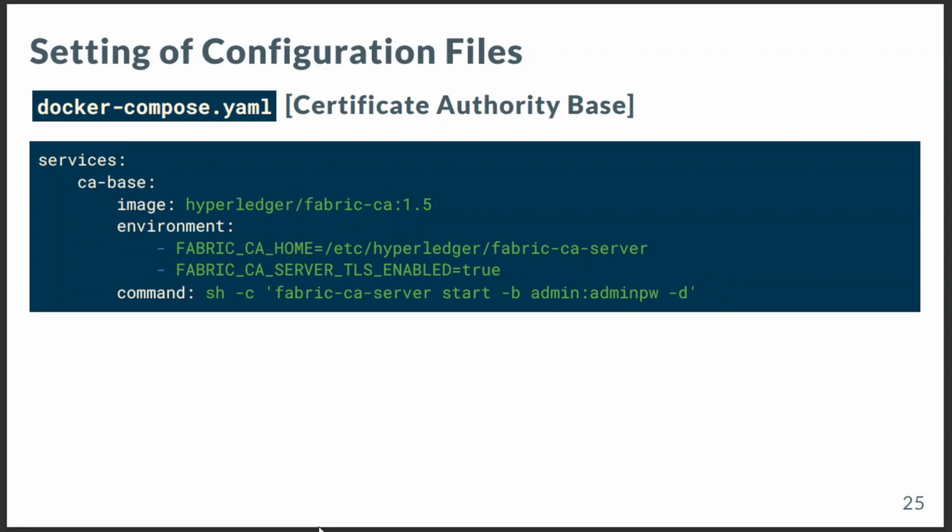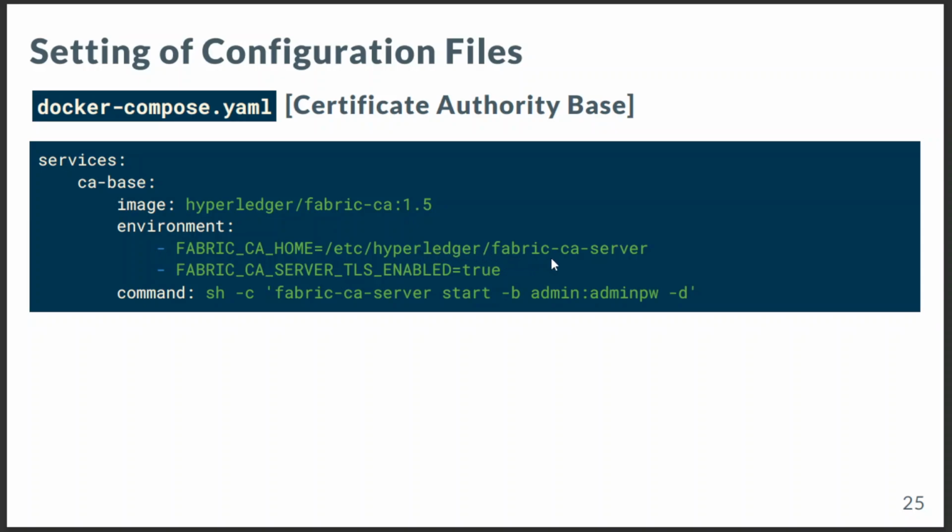Next, we have the certificate authority. It doesn't have much here. It just has the image, hyperledger/fabric-ca:1.5, that is the version of the image. And the environment, the CA home. Where is the home directory of the CA process?